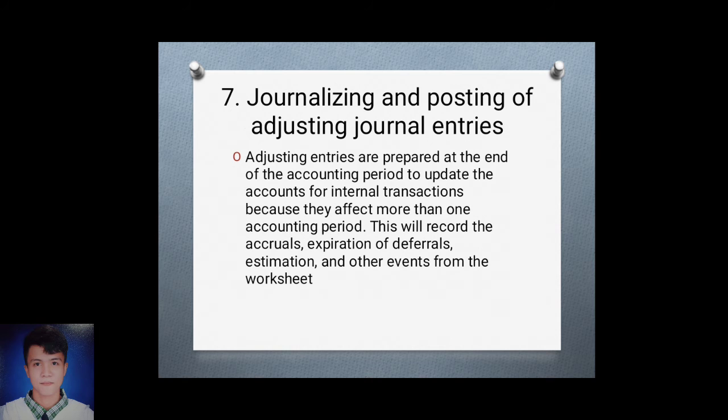Next is number 7, the journalizing and posting of adjusting journal entries. Adjusting entries are prepared at the end of the accounting period to update the accounts for internal transactions because they affect more than one accounting period. This will record the accruals, expiration of deferrals, estimation, and other events from the worksheet.